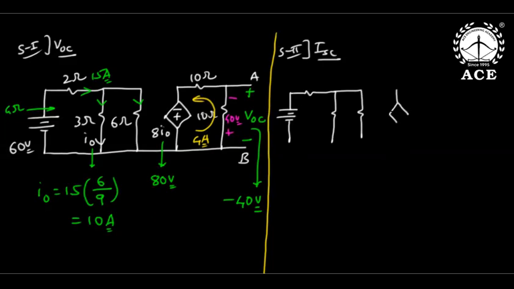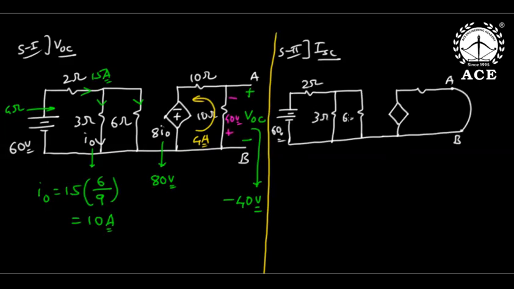Okay, I'm shorting this. Watch this. Same problem, I'm shorting this. To find ISC, this is of course A, this is of course B. This is 60 volt, 2 ohm, 3 ohm, 6 ohm. This is I0, this is again 8 I0. This is 10 ohm. And I need what?